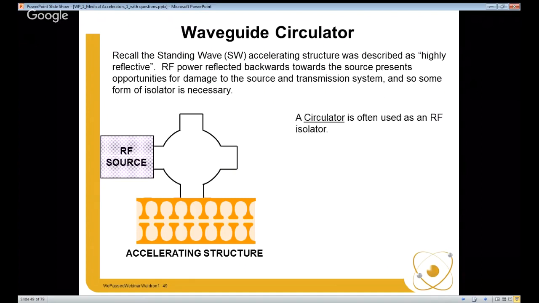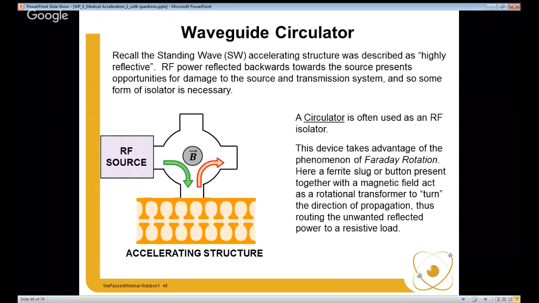So we have a device we call a circulator. Now, this is simply a junction of several RF waveguides with a central ferrite placed in the middle of it. It's really a ferrite with a magnet. So we've got a magnetic field into or out of the page. And the ferrite and the magnetic field together give us a thing called Faraday rotation. It simply acts as a rotational transform for the electromagnetic wave coming from the RF source. It makes it turn right. And it makes the reflected power turn right.